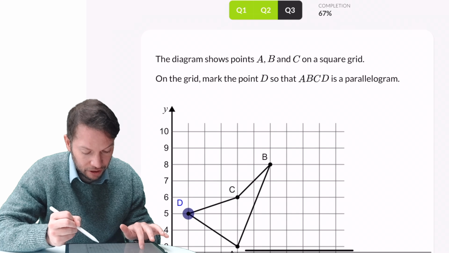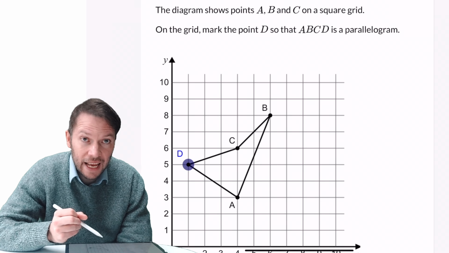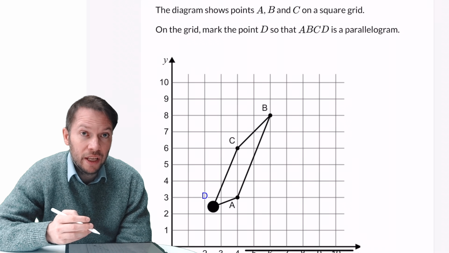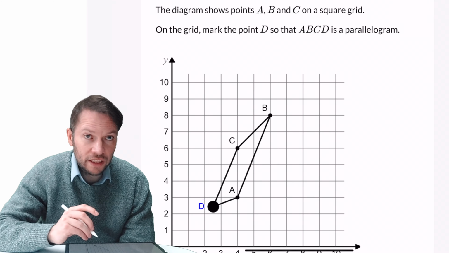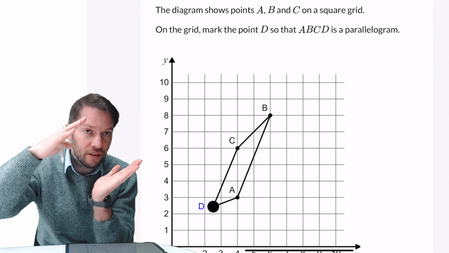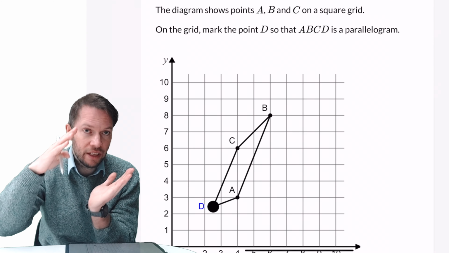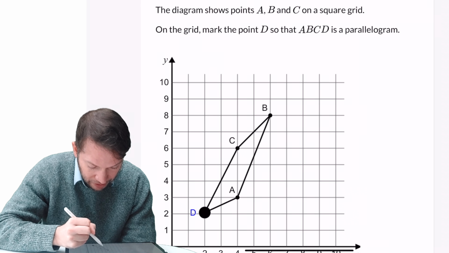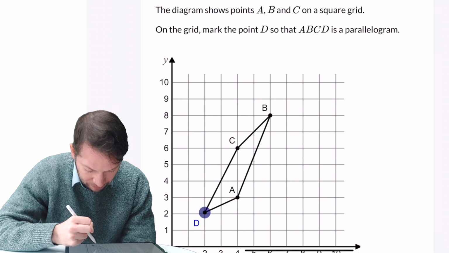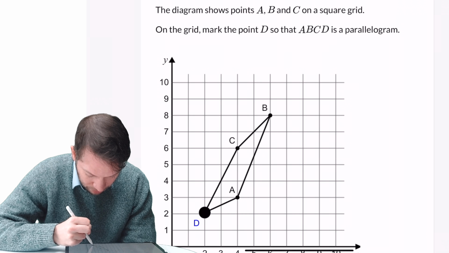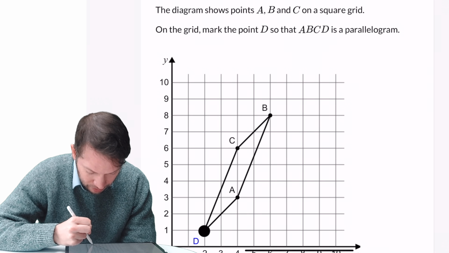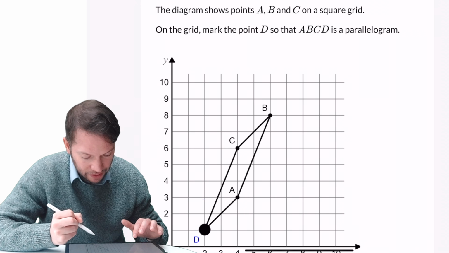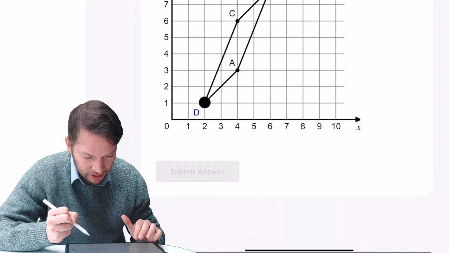And then finally, this one's the hardest. We need ABCD to be a parallelogram. A parallelogram, remember, is a four-sided shape where opposite sides are parallel, they go in the same direction, but they're also the same length. So I need BC to be the same length as AD. So I'm going to put it here for now. Yeah, that looks like a parallelogram. I'll explain why later. And then let's just submit that. And yeah, I've got it right.